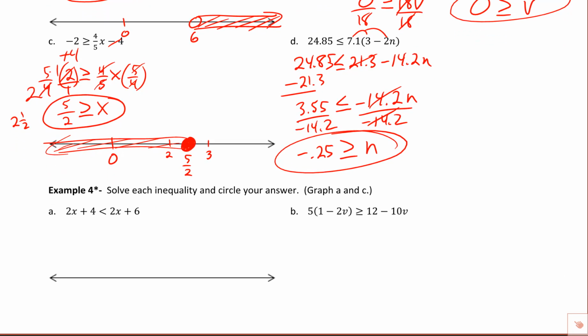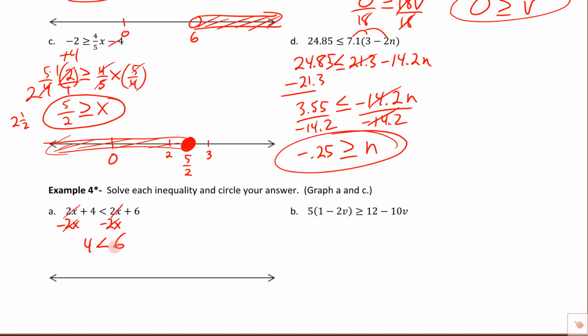I do want to take a look at a couple of these. You may not have something like this on a test, but it would be a good thing if you could think your way through the answer on this one. Let's go ahead and try and solve this. There's nothing to simplify here, but we do need to get the variable on the same side. So I'm going to subtract 2x from this side and 2x from this side. Notice that those cancel off and those cancel off, and we're left with 4 is less than 6.